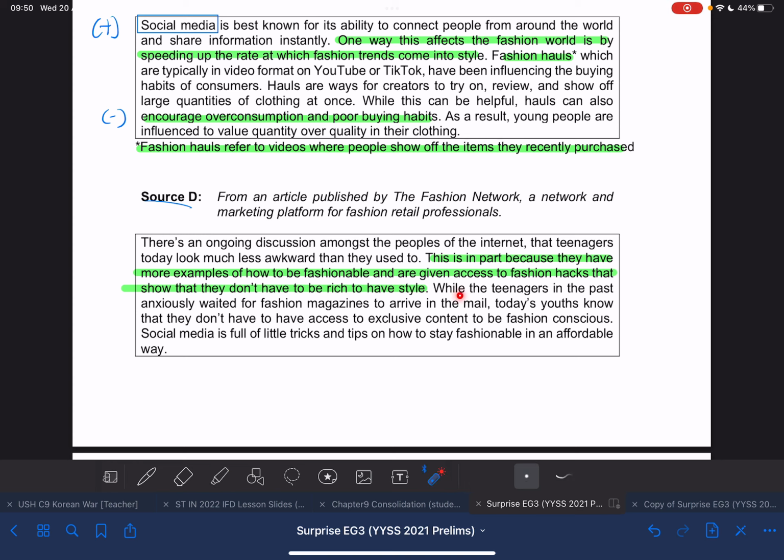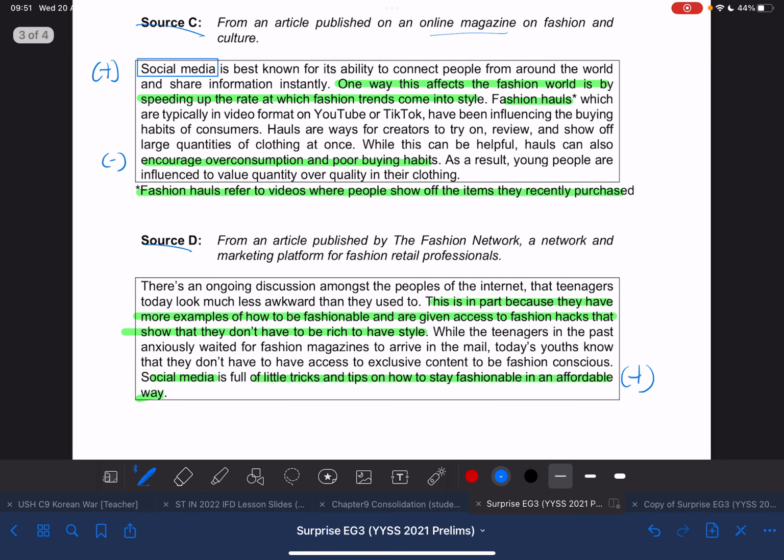So let's see what it was like in the past. While the teenagers in the past anxiously waited for fashion magazines to arrive in the mail, today's youths know that they don't have to have access to exclusive content, meaning content that you have to purchase through the magazine, in order to be fashion conscious. That means aware of the fashion trends, what looks good, what doesn't look good. Social media, you see, this is another part where social media comes out, similar to what we saw in source C. It's full of little tricks and tips on how to stay fashionable in an affordable way. So this also looks like a positive impact of social media, of fashion trends going online. So remember, we want to compare sources C and source D. You can either compare the content, purpose, or tone.